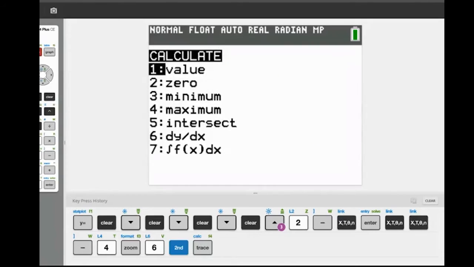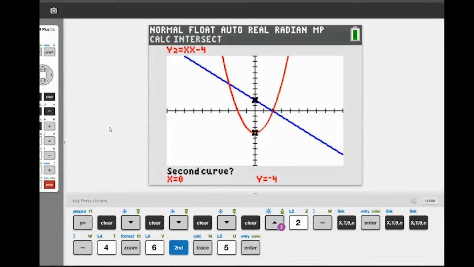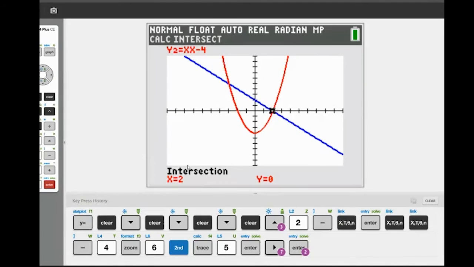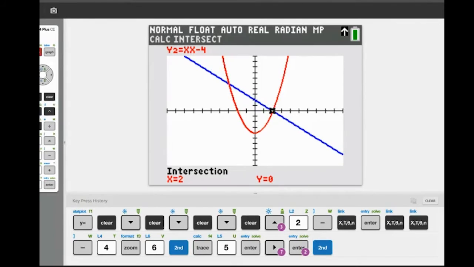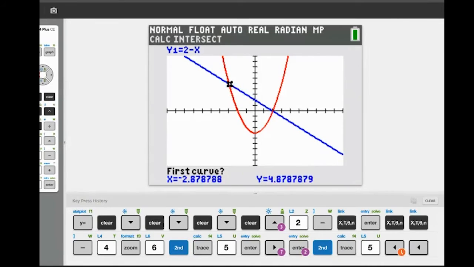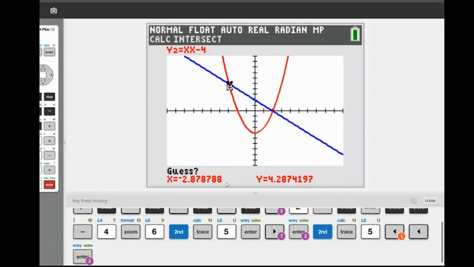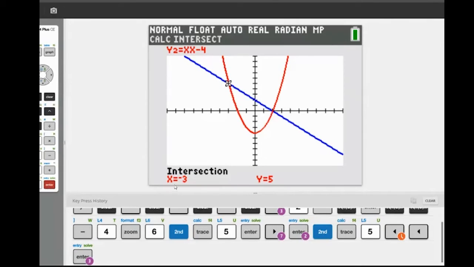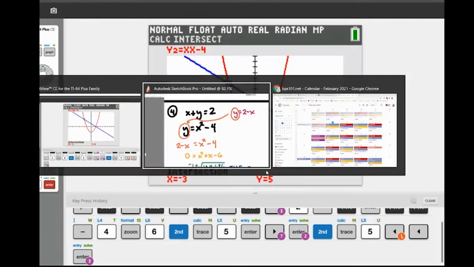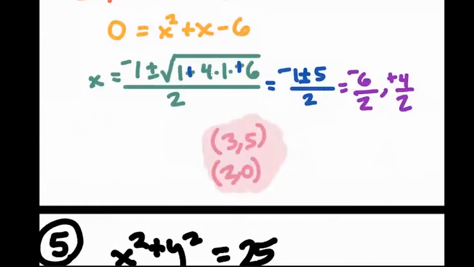So we're going to do second calc 5 because it says intersection right there, intersect. And you just have to move closest to whichever intersection you want, hit enter, where it says guess, and then you end up with 2, 0, which is one of our solutions. And we're going to do the same thing with the other one, second calc 5. And then we're going to move over to the other one here. Enter, enter, and then where it says guess, make sure it's close to that one, hit enter, and you get -3, 5, which is what we got when we actually did all the math. So when in doubt, graph it out. You can check your work that way.